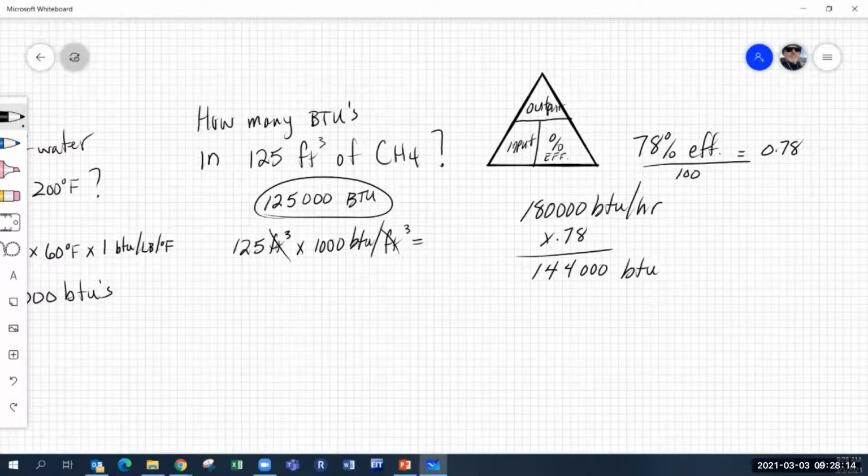144,000 BTUs. So we only actually have 144,000 BTUs going into our water if it's a boiler. The rest is lost through jacket and stack and transmission losses. The rest is lost through all of those things because nothing can be 100% efficient.